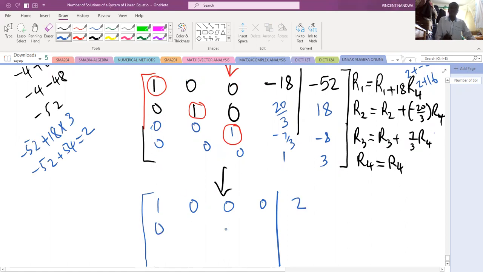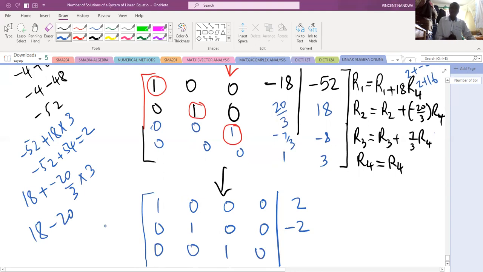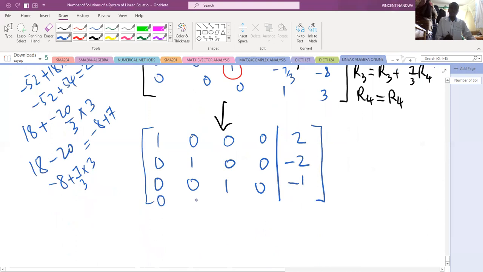And then 0, 1, 0, 0. And then 18 plus minus 20 over 3 times 3. This is 18 minus 20, which is minus 2. And then 0, 0, 1, 0. And so minus 8 plus 7 over 3 times 3. So it's minus 8 and then plus 7, which is minus 1. And finally, row 4 remains to be the same. So 0, 0, 0, 1, 3. And remember that this column corresponds to x1, this corresponds to x2, this x3, this x4.